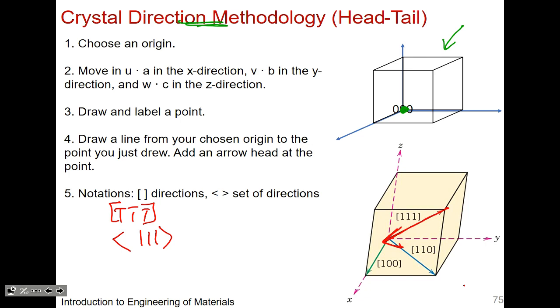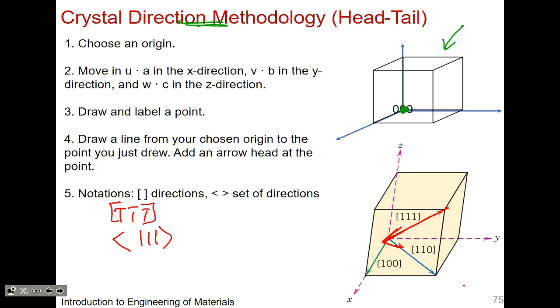No, it indicates the bar is a negative. Well, bar 1, bar 1, bar 1 is anti-parallel to 1, 1, 1. Yeah, but the bar is just negative. So could I have bar 1, 1, 1 in certain crystals? Yes, right? That could be the same just based on symmetry.